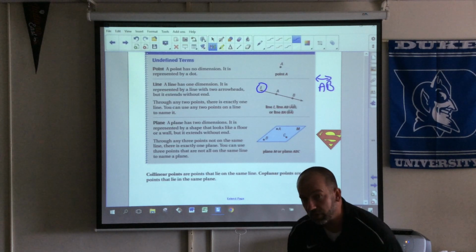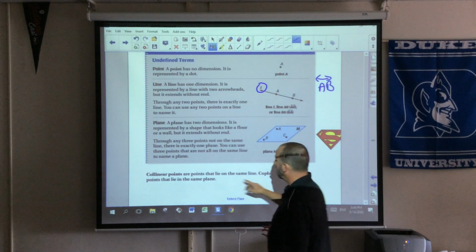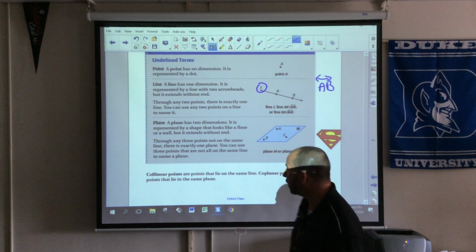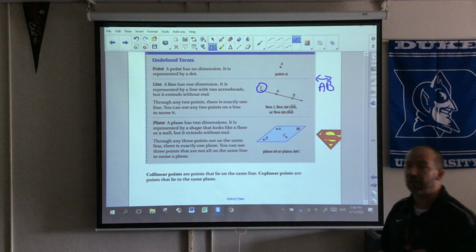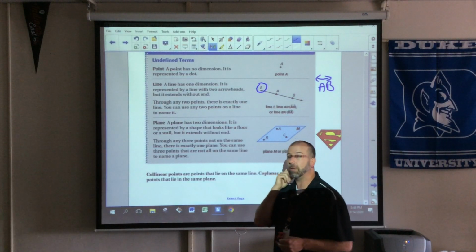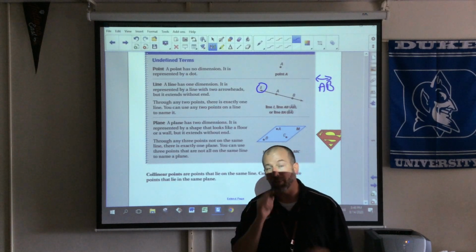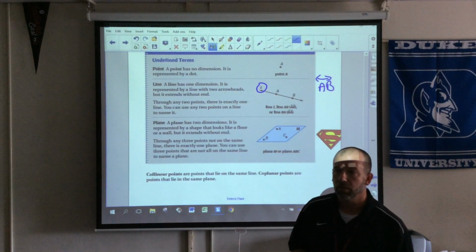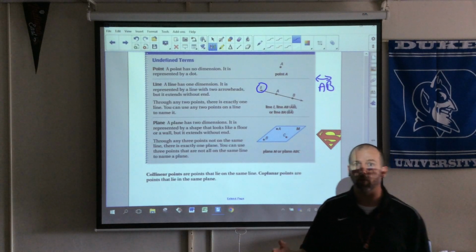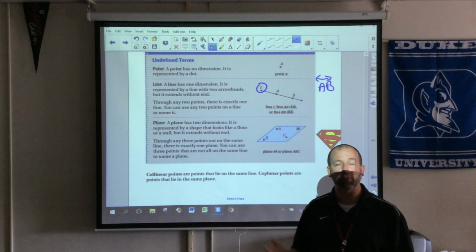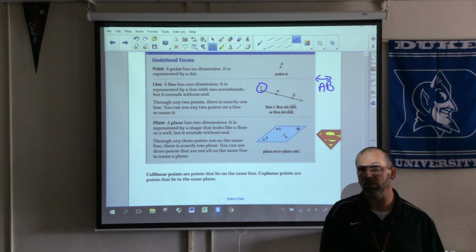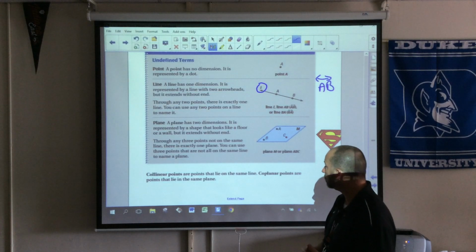Okay? Look down here. Collinear points, and I know that looks like collinear, but collinear points are points that lie on the same line. Coplanar points are points that lie on the same plane. So in class, everybody is coplanar. You're all on the same plane. You're sitting on the floor. Chairs, obviously, but on the floor. Not all of you are collinear. So those of you in the same row might be collinear. Okay?